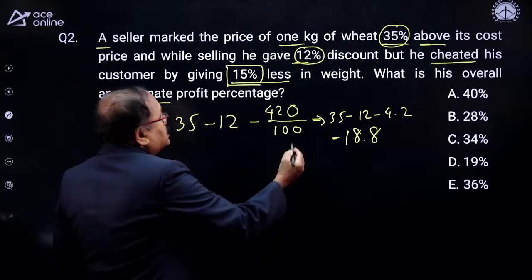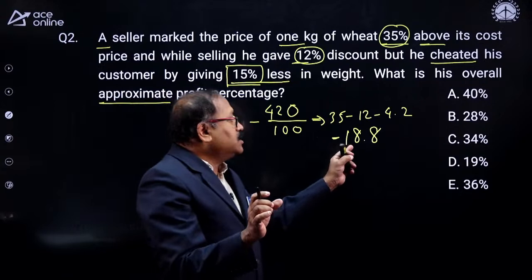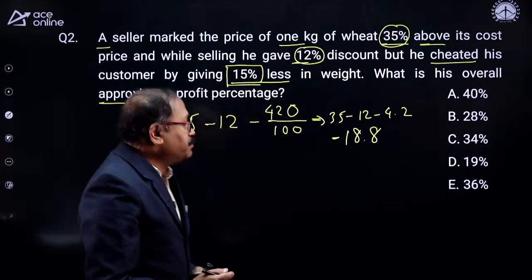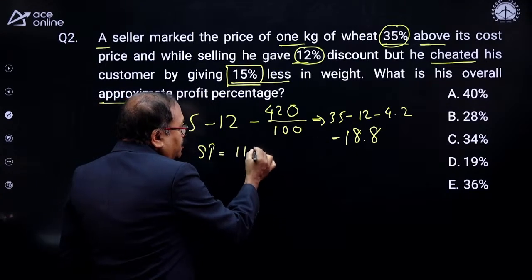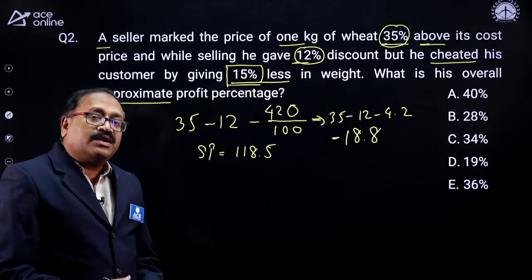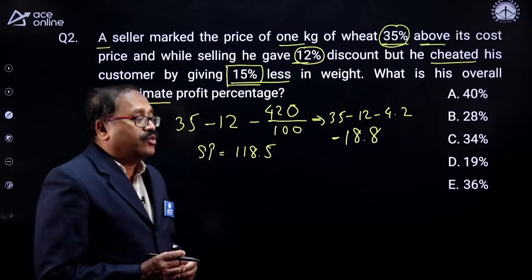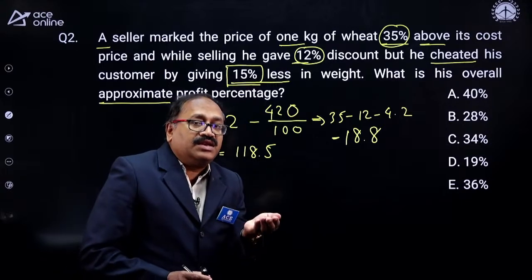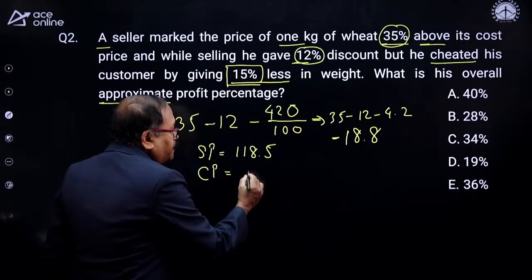If I consider the cost price as 100, the selling price will be 100 plus 18.5, that is 118.5. So my SP is equal to 118.5. And what is my CP? Is he giving the entire 100% product? No. He is giving 15% less. That means the CP is 85 out of 100. So my CP will be 85.